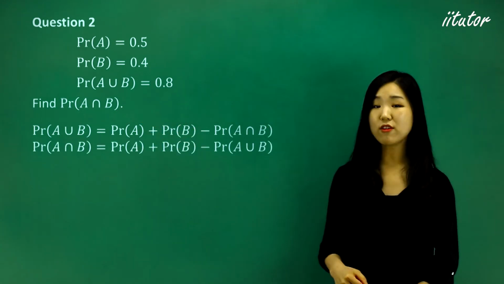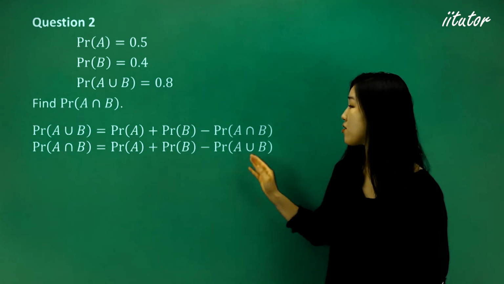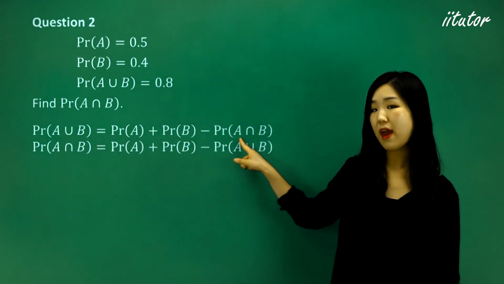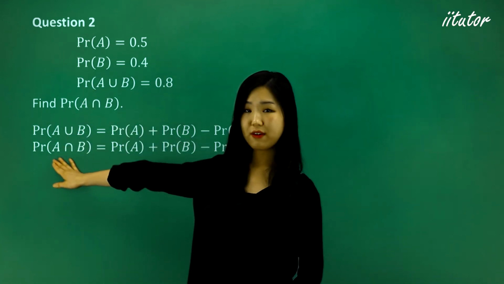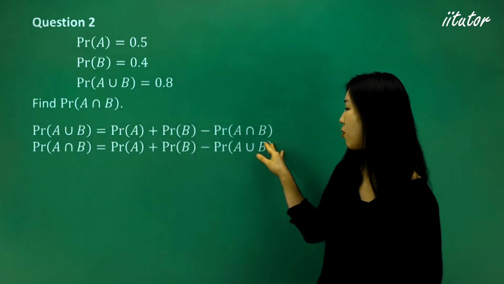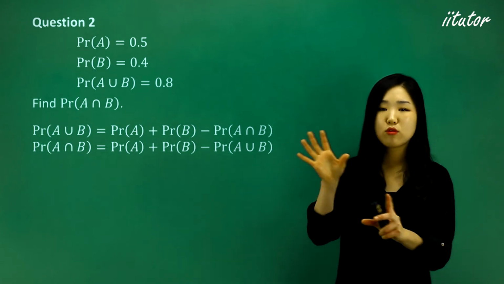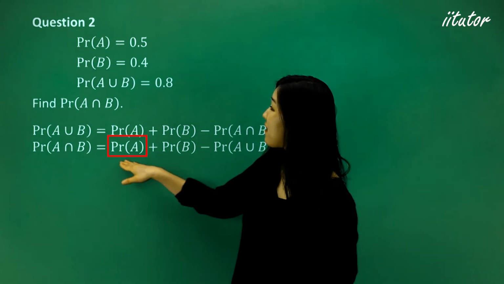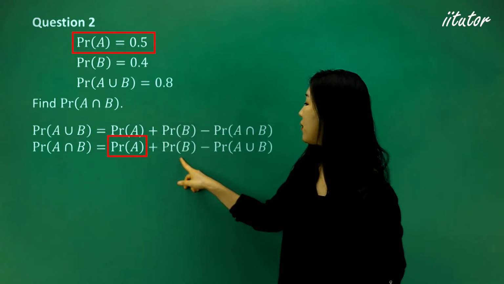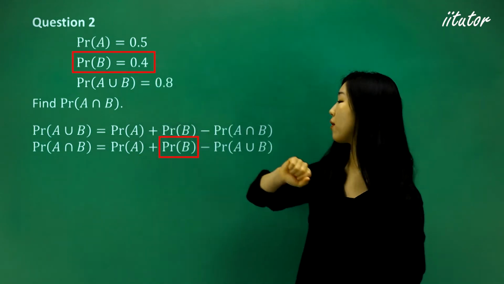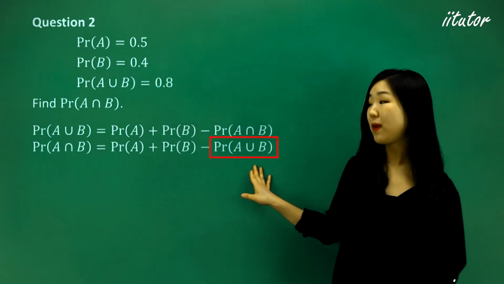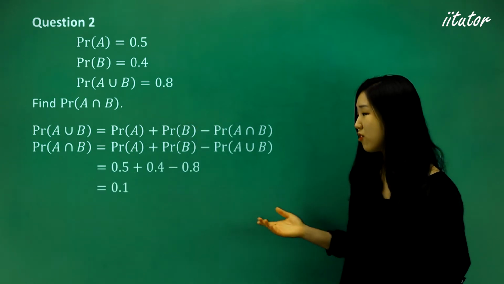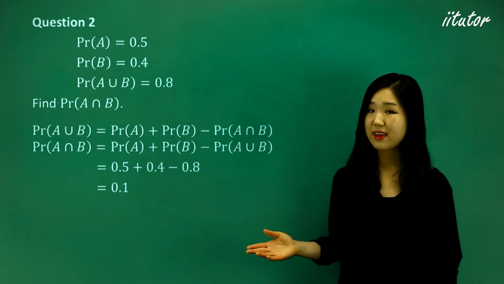If I rearrange the formula by swapping these two around, this negative probability of A and B will be positive on the left-hand side. And then if I subtract that away, it looks like that. So basically, I'm just swapping them around, okay? Just rearranging the formula. Probability of A, they give it to us here. Probability of B, they give it to us here, 0.4. The probability of A or B is 0.8. So just put it into our formula. Just calculate that for me. Should be simple, 0.1. That is the answer.